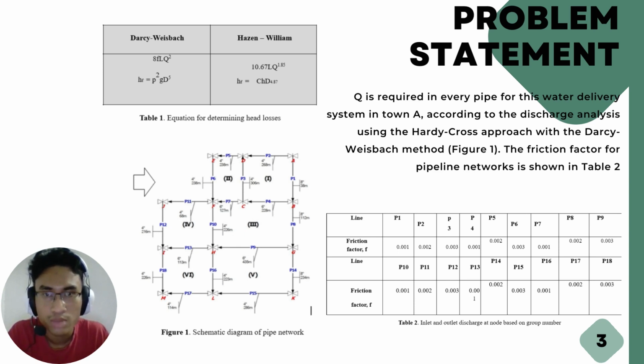Today I want to present the problem statement for this project. Q is required in every pipe for this water delivery system in town A according to the discharge analysis using the Hardy-Cross approach with the Darcy-Weisbach method in figure 1. The friction factor for the pipeline networks is shown in table 2.